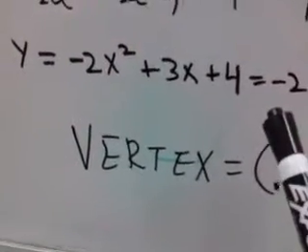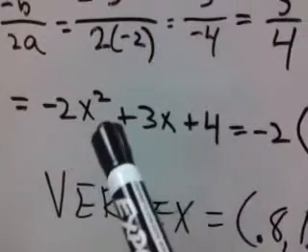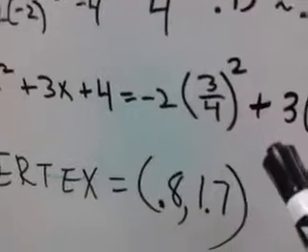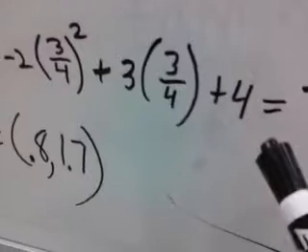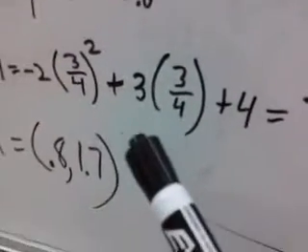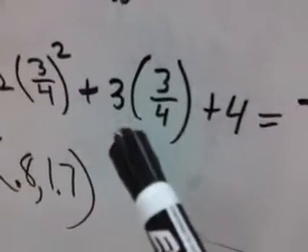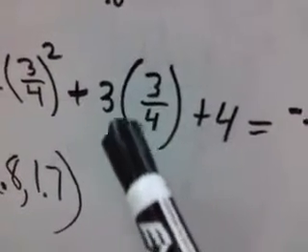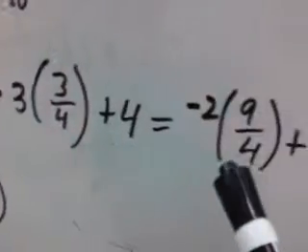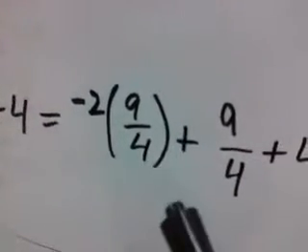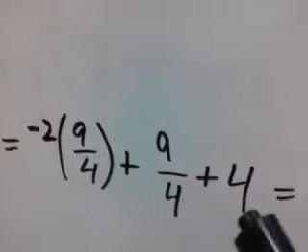And we substitute the 3/4 in there for x. We're going to have negative 2 times 3/4 squared, and that's what we have here, plus 3 times 3/4 plus 4. And we simplify that further. 3/4 squared is 9/16, and 3 is the same as 3 over 1. So we can multiply 3 times 3 and get 9, and 1 times 4 and get 4. So in the next step, we get negative 2 times 9 over 16 plus 9/4 plus 4.